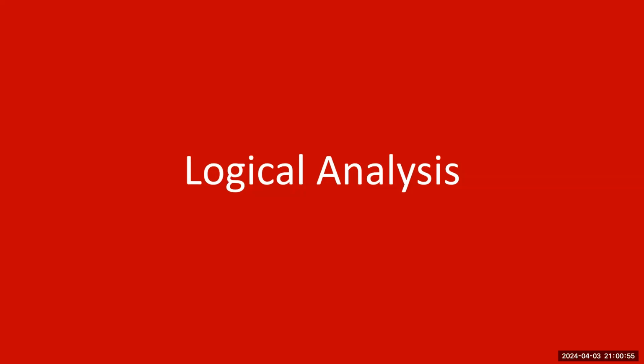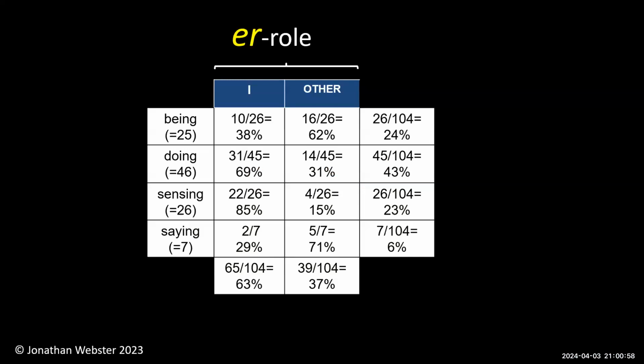Let me go back to that. What process type occurs the least? The same. Okay, I'd like you to go back now. Look at those transitivity analyses. Who is doing the speaking? Who is doing the saying? Do you notice anything?